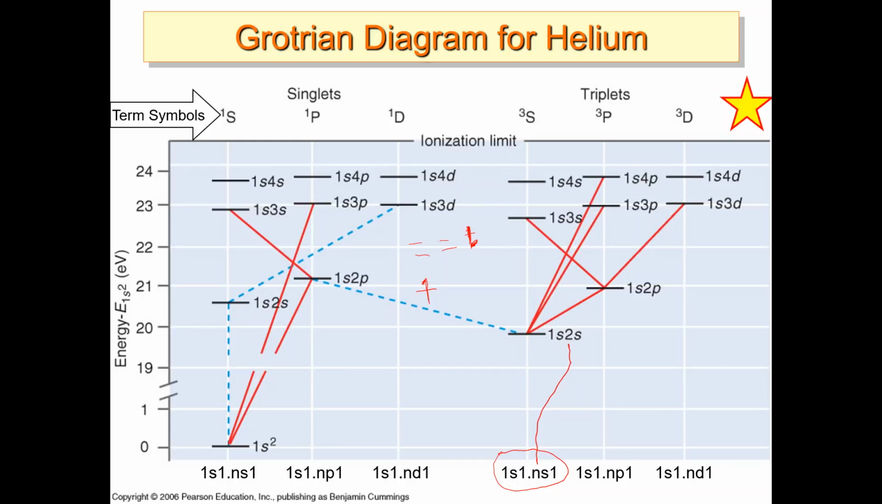That's because they're unpaired. Yeah, if they were paired, it'd be 1s2. Yep. And then 3 and 4 and 5. So that's the electron configuration for that whole column. And the triplet means that they're unpaired.